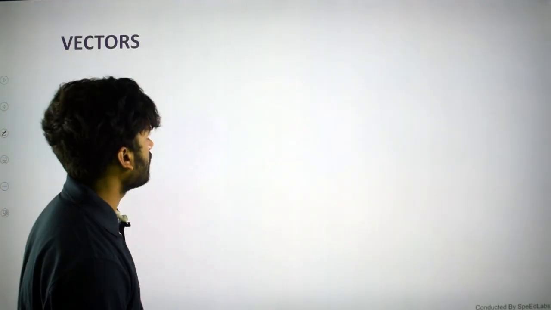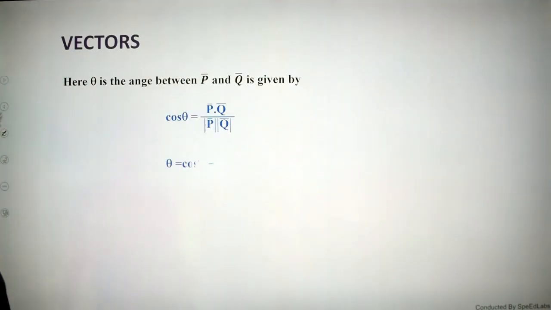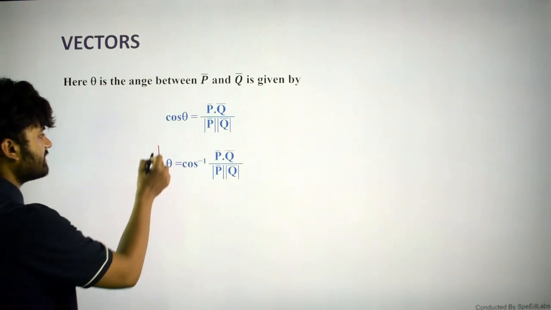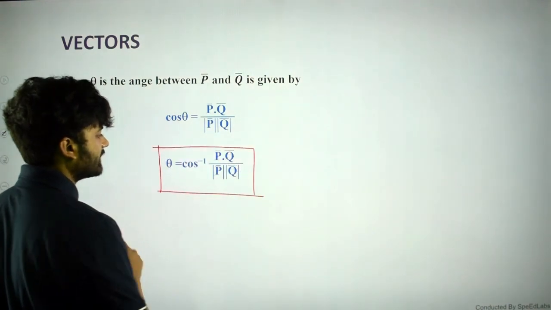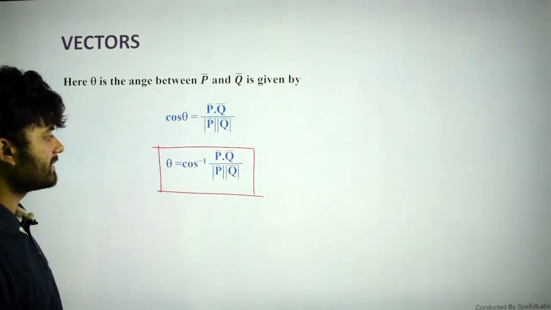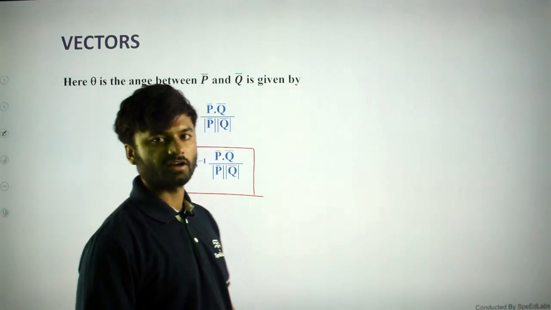As I have told you, this theta is cos inverse of P vector dot Q vector upon mod of P vector and mod of Q vector. So this is all about the dot product.